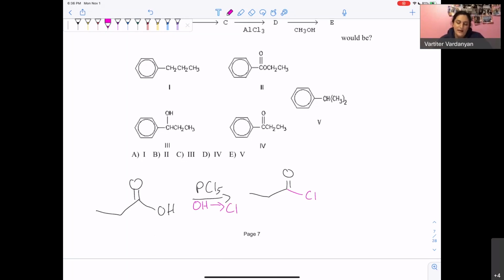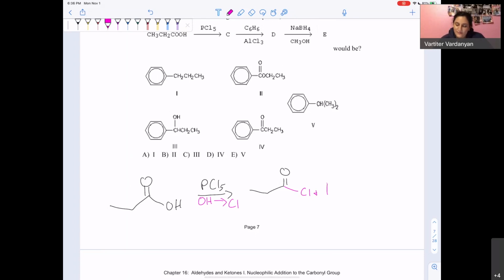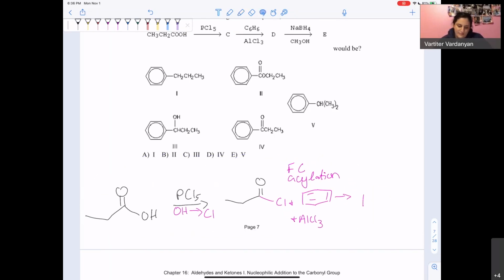And now they ask you to react this plus benzene plus AlCl3. So what kind of reaction is this? It's Friedel-Crafts acylation. Cool. And so again, we're just going to kick off the chlorine and attach it. I think this might be almost exactly the same thing that we got last time. So we get, bam. Not exactly the same, but very similar.